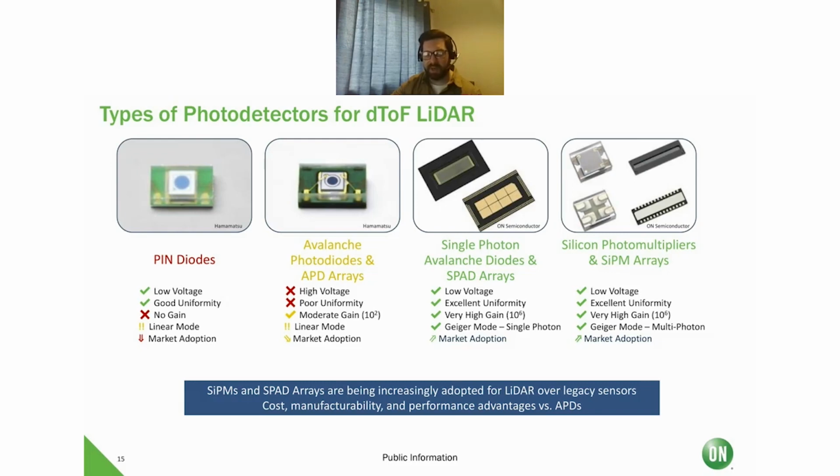SiPMs, SiPM arrays, and SPAD arrays operate in Geiger mode, where they benefit from single photon resolution and have very high internal gain, up to a gain of 1 million on chip. These are all manufactured in a CMOS process, where we have excellent uniformity by design and have low operating voltages, typically from 20 to 50 volts. So we're seeing that SPAD and SiPM devices are being increasingly adopted for LiDAR over legacy sensors, due to their low cost, manufacturability, and performance advantages.